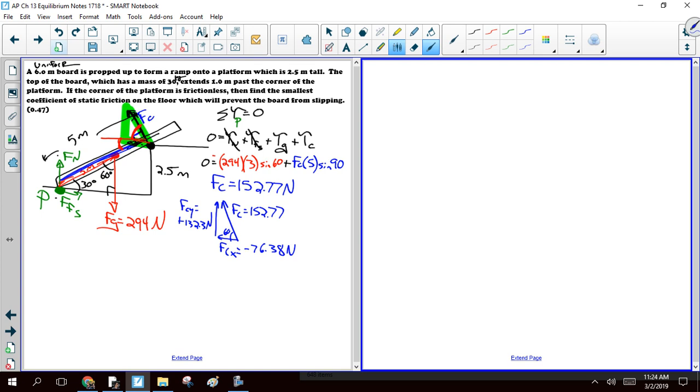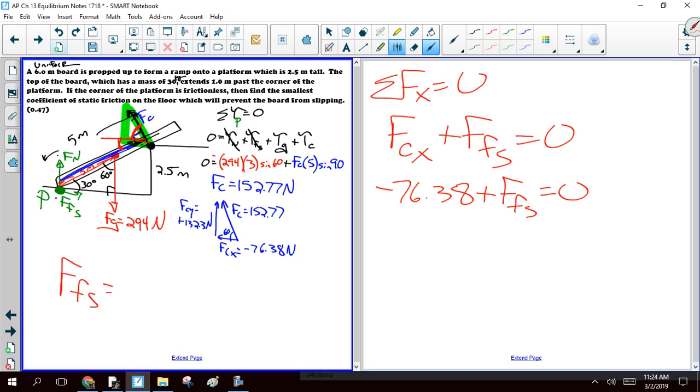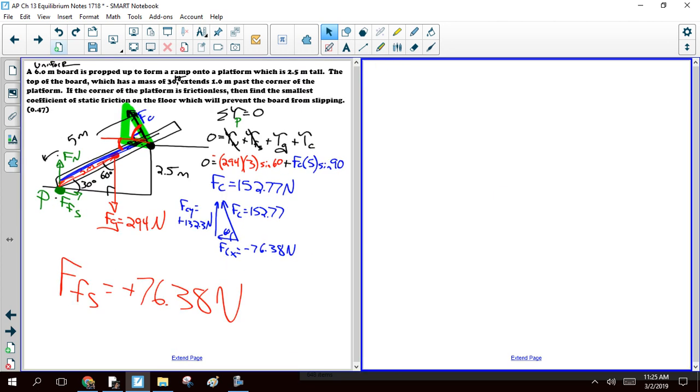Okay, so now let's set up 2 equations. We know that our net force in the x direction has got to be 0. So the only x forces are the force from the corner in the x direction plus the force of static friction. Those have got to add up to 0. So you've got negative 76.38 plus the force of static friction equals 0. So my force of static friction is going to be positive 76.38 newtons, to prevent the board from sliding to the left.